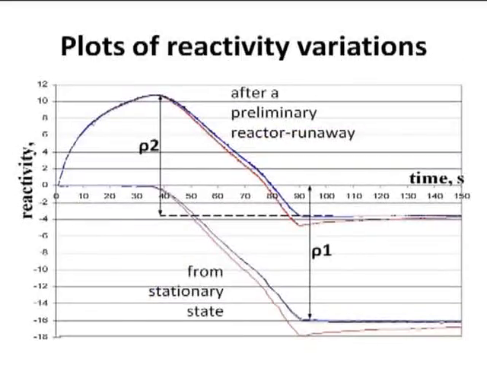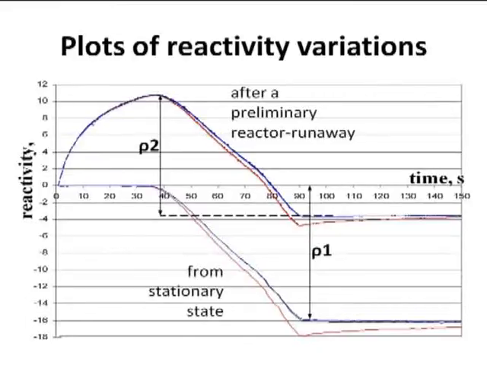In the operating reactor, the control rod actuates in the case of reactor runaway. However, efficiency of the control rod is calculated for the stationary state. In this figure, we can see a plot of reactivity variations for a standard method of control rod efficiency measurements for 2 experiments. A control rod starts to move from stationary state, and a control rod starts to move after a prior reactor runaway. As a result, we have differences of reactivity estimates of more than 5%, because the reactor has different asymptotics for these 2 cases.